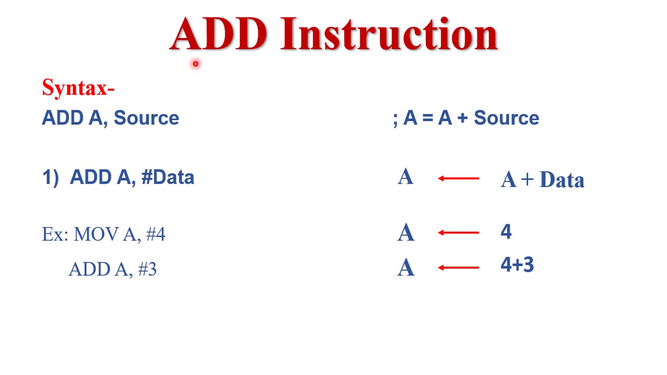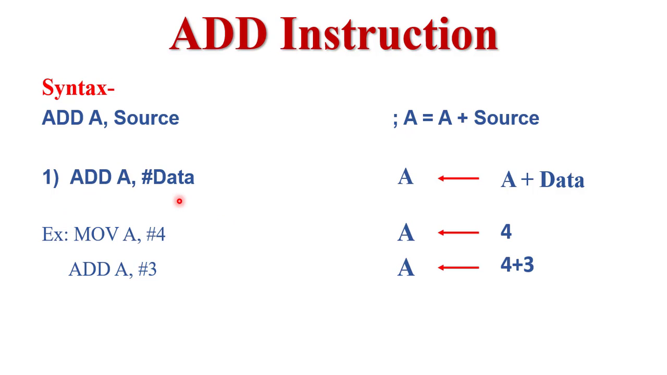Now first is the addition instruction. The opcode of addition is ADD. This is the syntax of the addition instruction: ADD A, source. This instruction tells that the content of the source is added with the content of the accumulator register and the result is stored in the accumulator register.